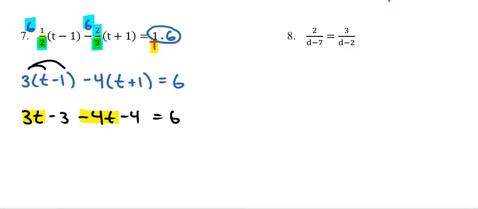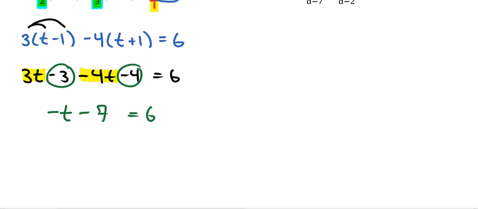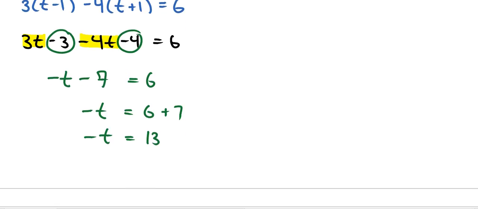And then combine those guys. 3t minus 4t is going to be negative t. And that negative 3 and that negative 4, that's going to be negative 7 equals 6. I can bring the negative 7 across, so that'll be 6 plus 7. This will be 13 equals negative t. And then if I divide both sides by negative 1, that will get rid of this negative sign, and I'm left with t equals 13 divided by 1, which will be negative 13.